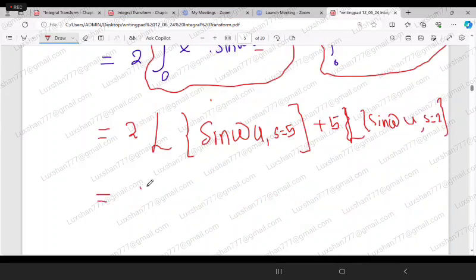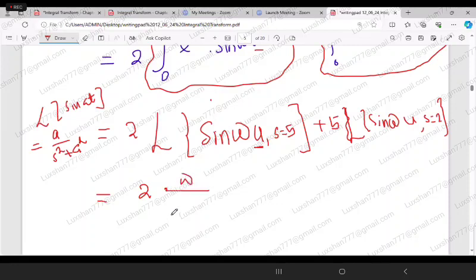So this one is equal to 2 into the Laplace transform of sine omega u. What is the Laplace transform of sine omega u, where u is the variable? Can you remember the Laplace transform of sine at? It is a over s squared plus a squared, isn't it? So here my a is omega, my s is 5. Therefore, this is nothing but omega over omega squared plus 25.